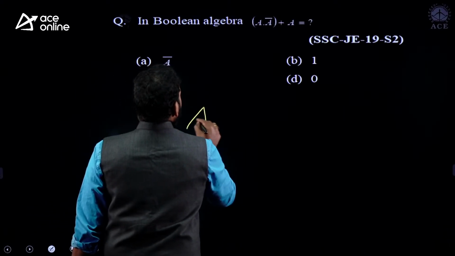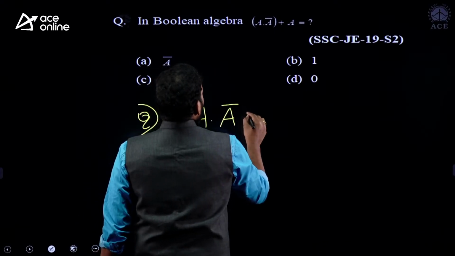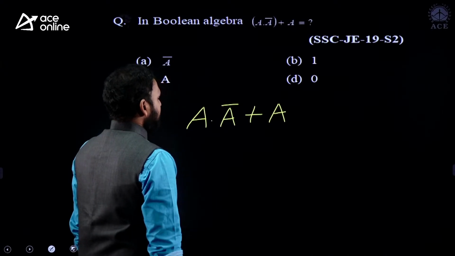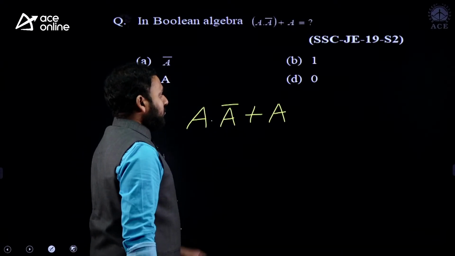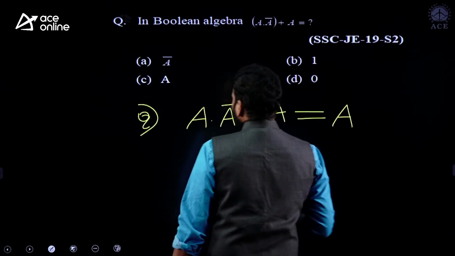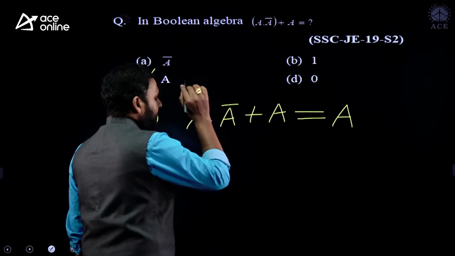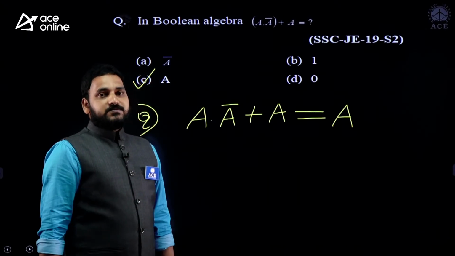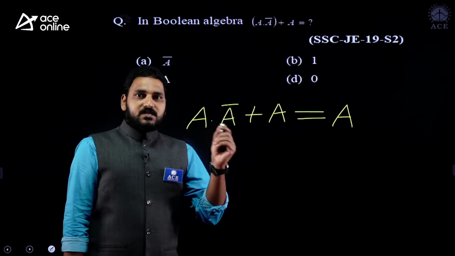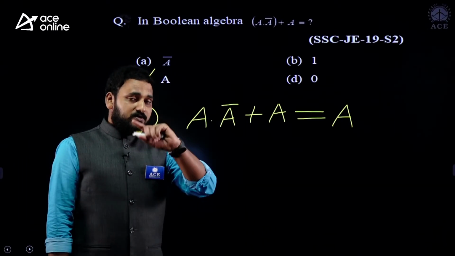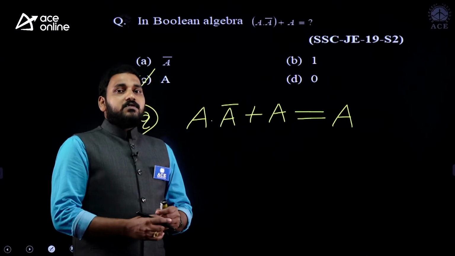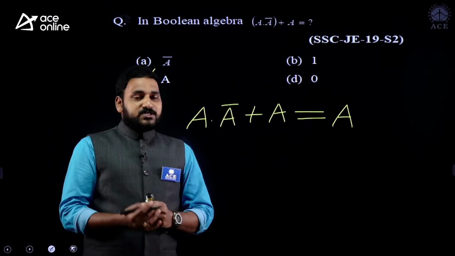A dot A bar is 0, from A plus A. So from this equation, you know A dot A bar 0 plus A is equal to A, that's it. I already told you questions are very, very simple and straightforward. From the total basic electronics part, all questions, digital part, analog part, EDC part, from all basic electronics part, questions are very easy, but they are trying to cover the vast area of the subject.